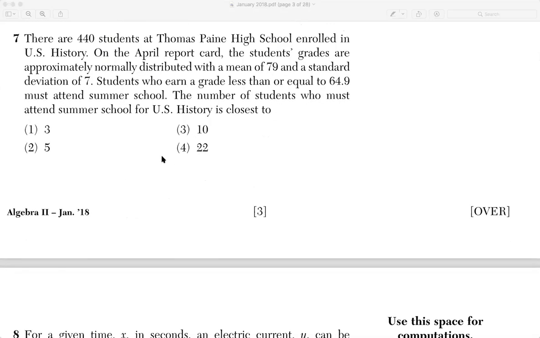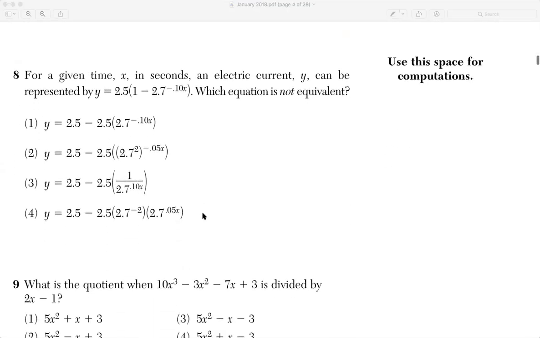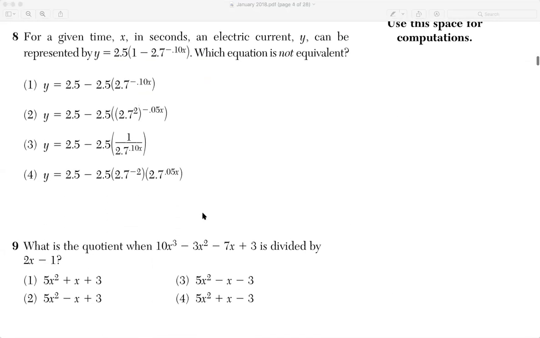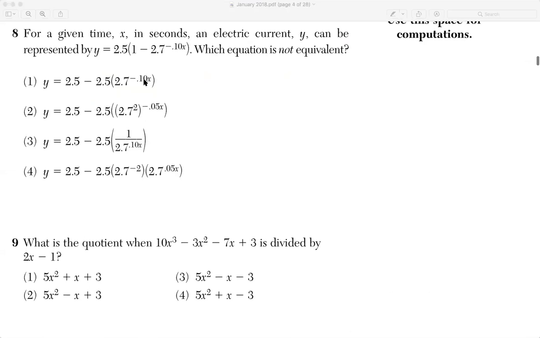Not going to do number 7 because it requires a fundamental understanding of statistics and a calculator, and we're just going to skip this for now. This, believe it or not, is an exponent laws question.